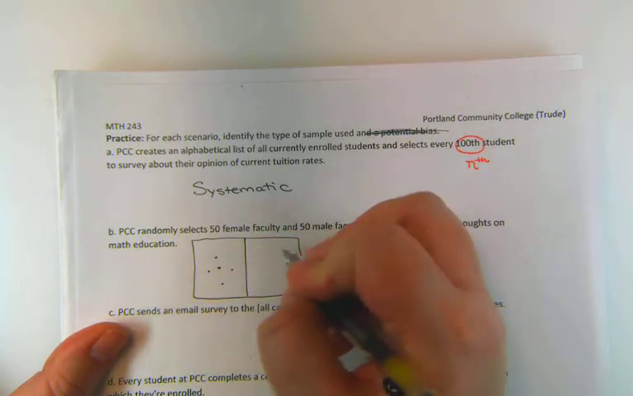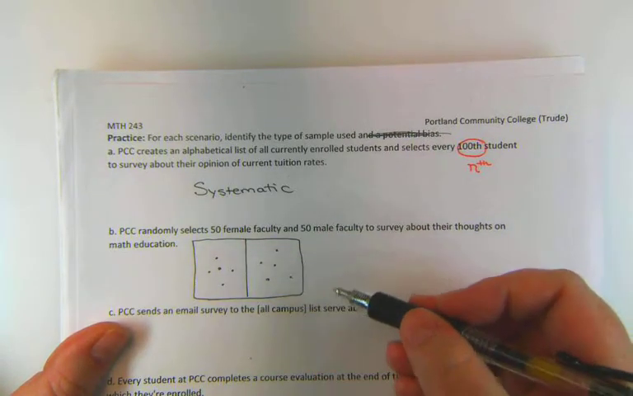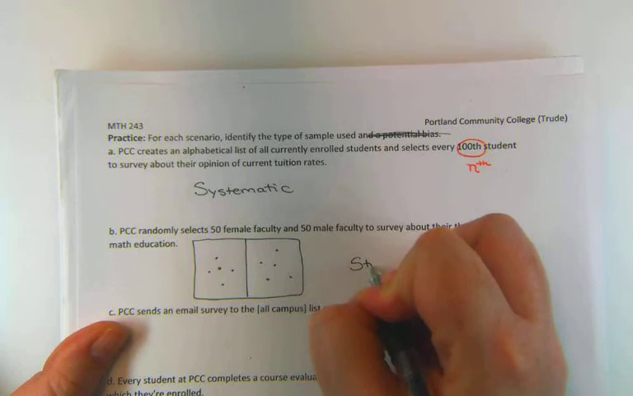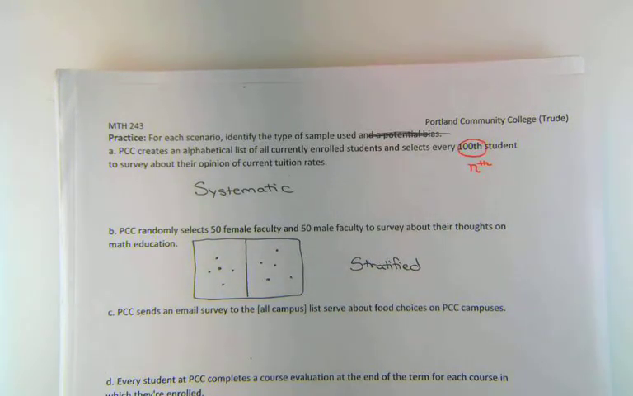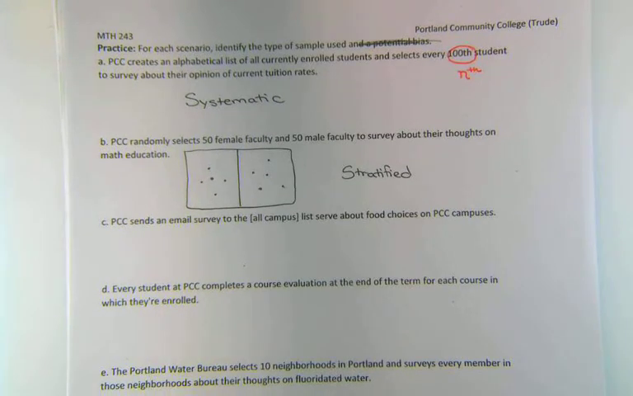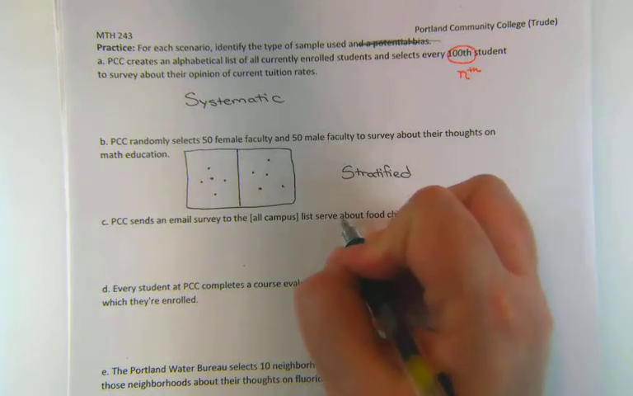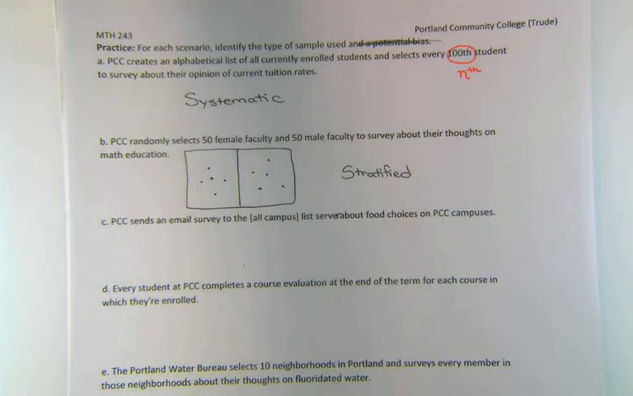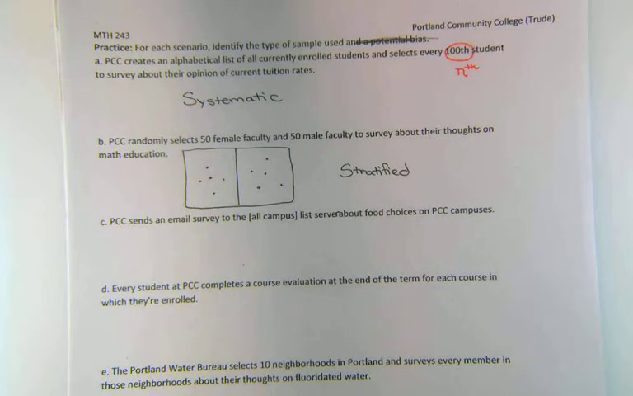In part B, PCC selects 50 female faculty, 50 male faculty. So if we think about taking all of the faculty at PCC and then separating it into two groups, female and male, then they're just talking to 50 random people in each group. And this starts looking like our picture for stratified. They separated into subgroups, and then they sampled from each subgroup. So that would be stratified.